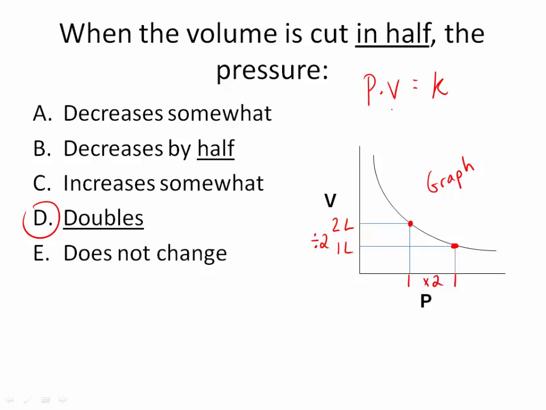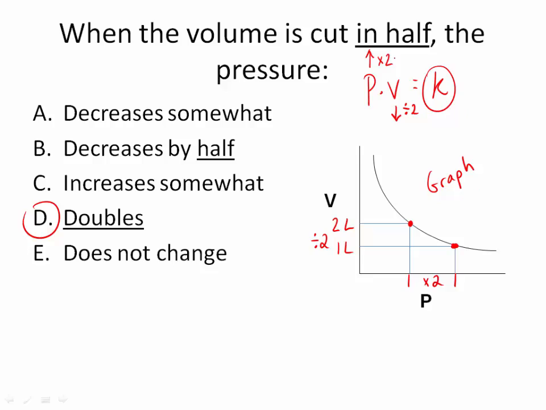And if the volume goes down by 2, but this has to still equal the same number, because remember K means constant. So if we divide the volume by 2, but we still have to make that equal the same number, the only way that's possible is if the pressure goes up by the same factor. So there's actually two different ways to explain this.